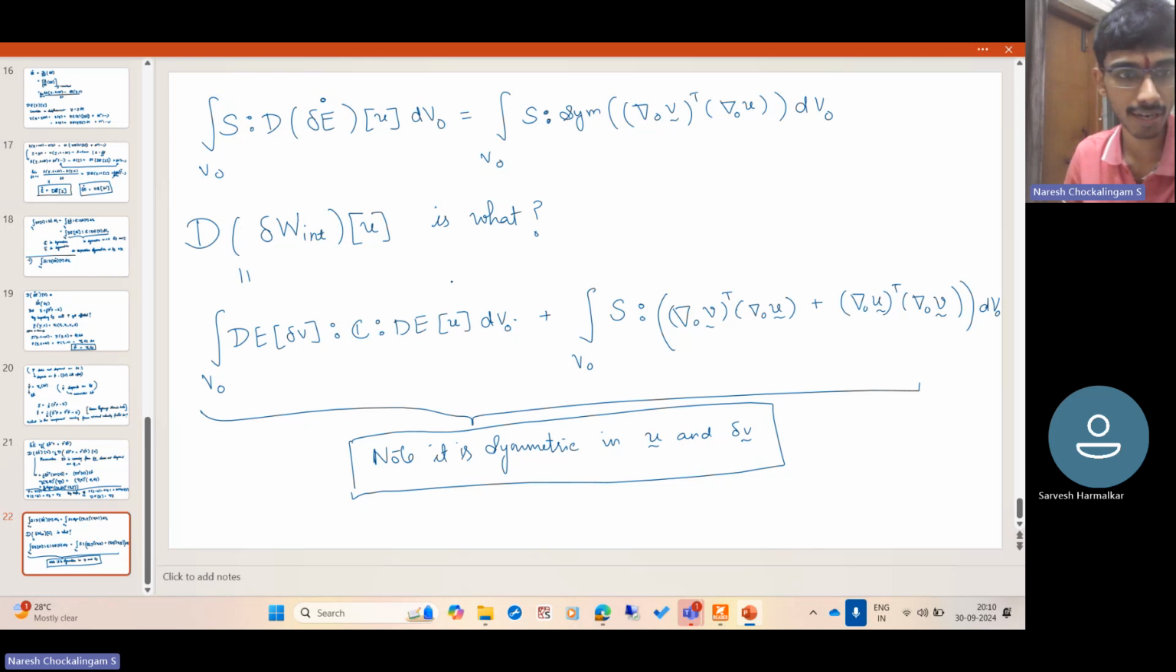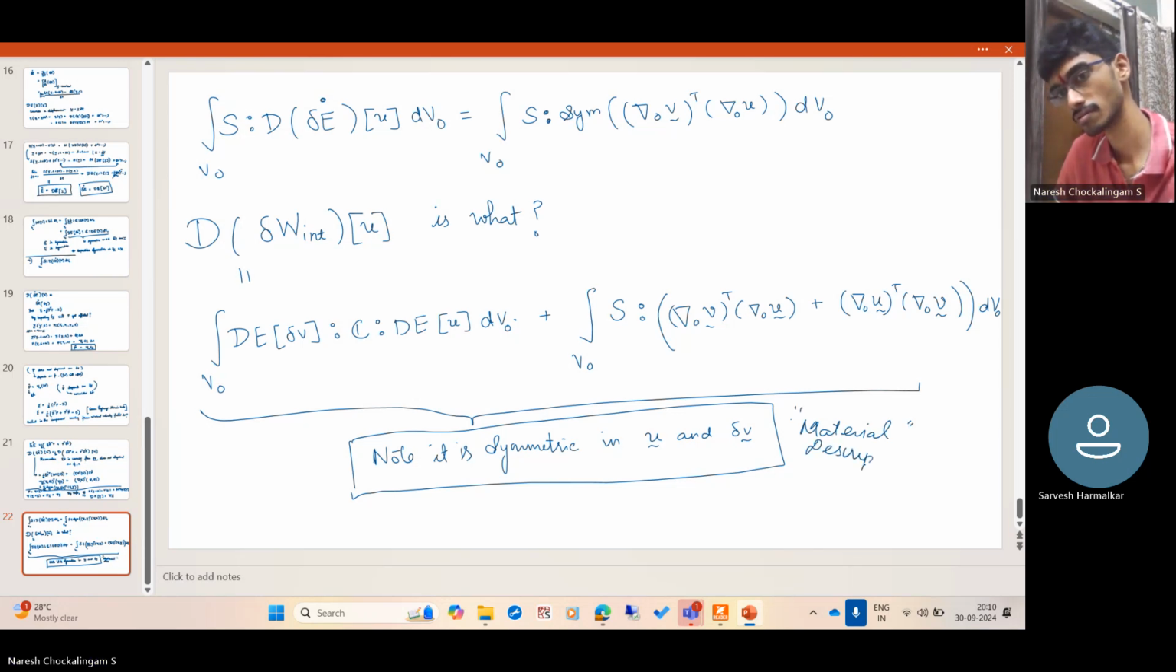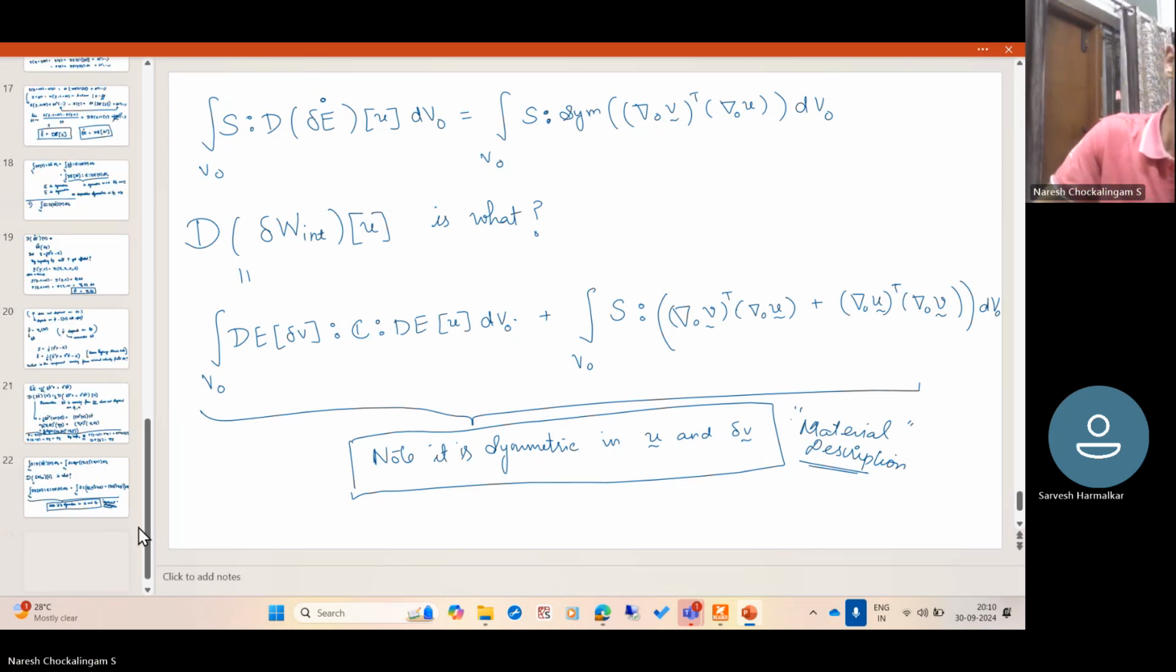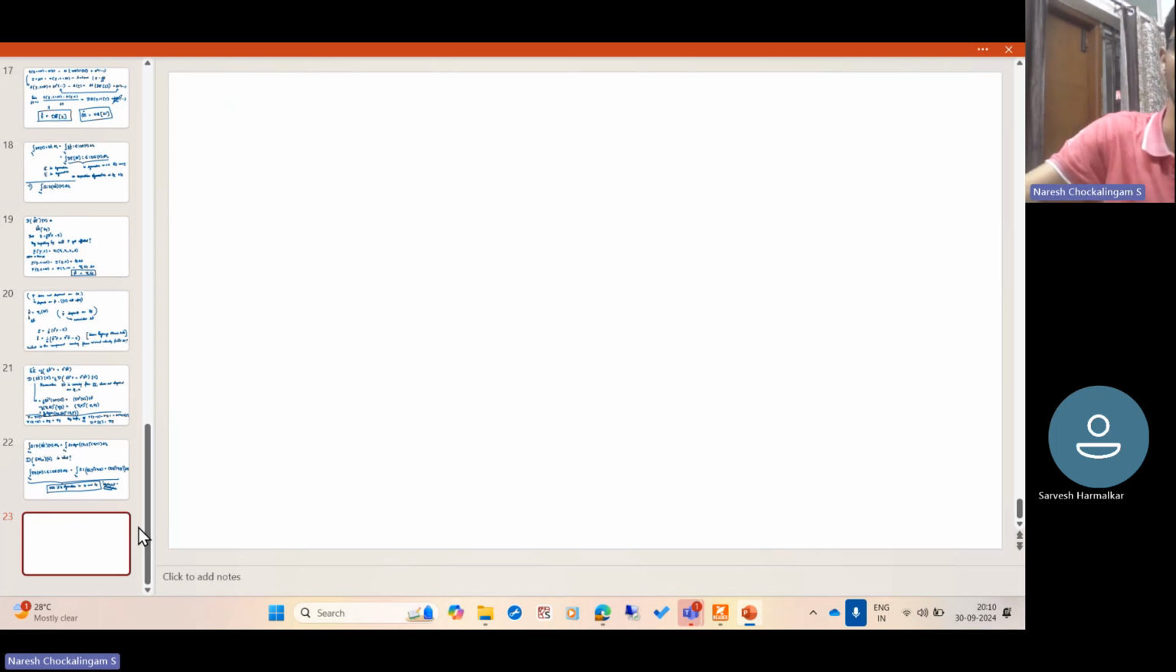Now we'll look at, so this is entirely in the material configuration. Right? This is all purely material description. Can we get a spatial description? We need a spatial description.